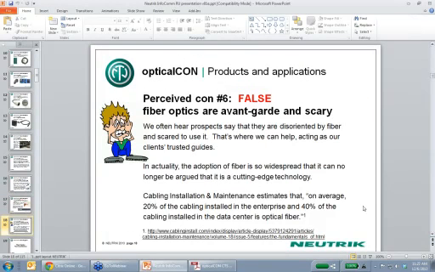Okay, perceived con number 6. This is sort of like the catch-all one. We talk with a lot of people, or I should say we did, because this is declining, who say fiber optics are just avant-garde, they're scary, it's something new, I don't want to deal with it. So a couple points about this.